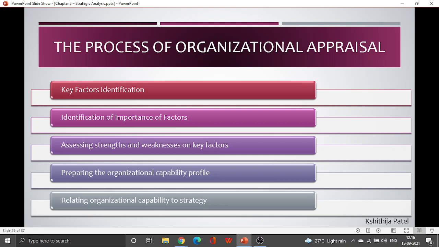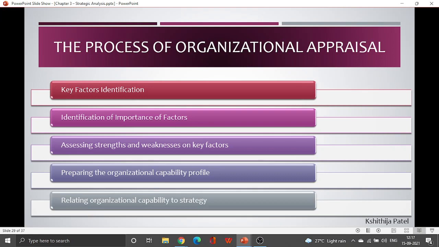Then the fourth one, we have preparing the organizational capability profile. Now the organizational capability profile is especially prepared on the basis of organizational strengths and weaknesses. Now this profile, a carefully written piece of information regarding the organization, shows the strong areas of the organization in terms of degree. That is, if quantitative measurement is used for strength and weakness, then positive numbers can be used for strength and negative numbers can be used for weakness. Or in other words, the greater numbers can be used for strengths and the smaller numbers shall be used for weaknesses.